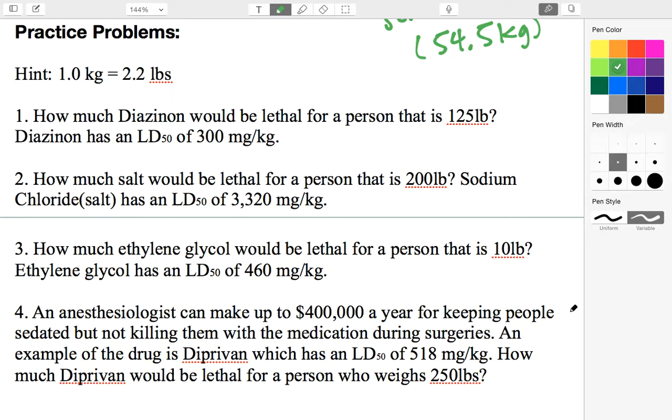Below right here, I have some practice problems for you to try. Again, the answer key is going to be on chemistry daily classwork, probably the next day after I make this video due.